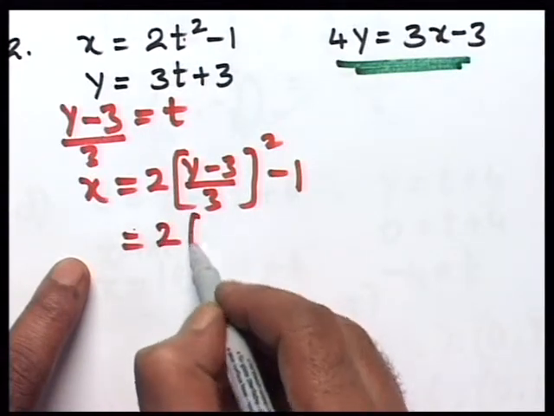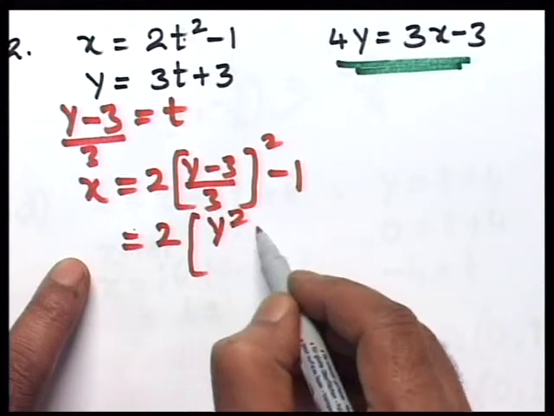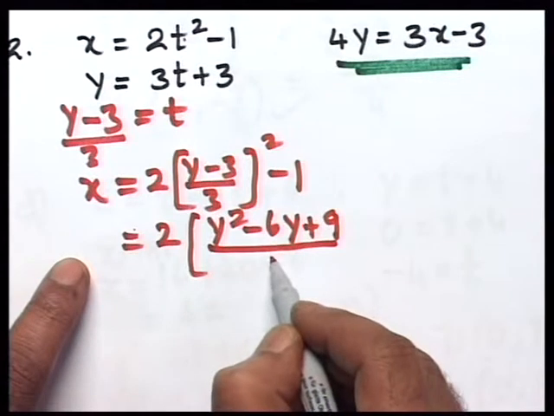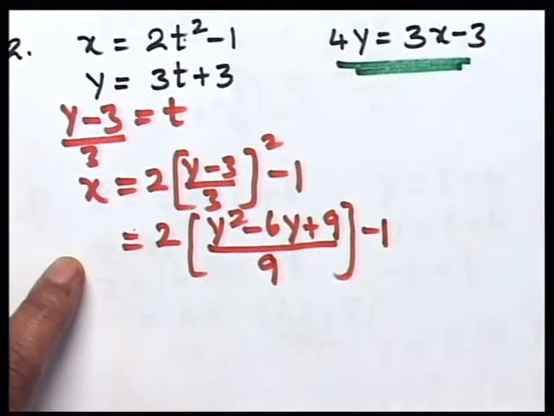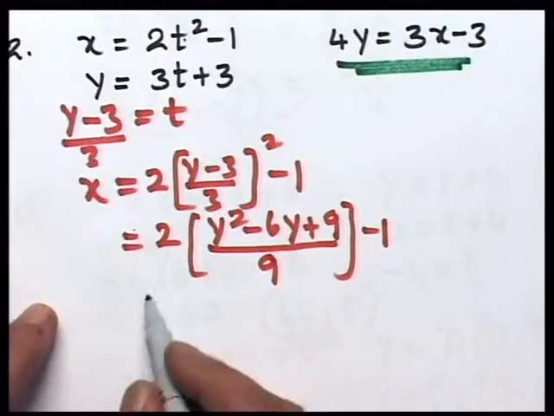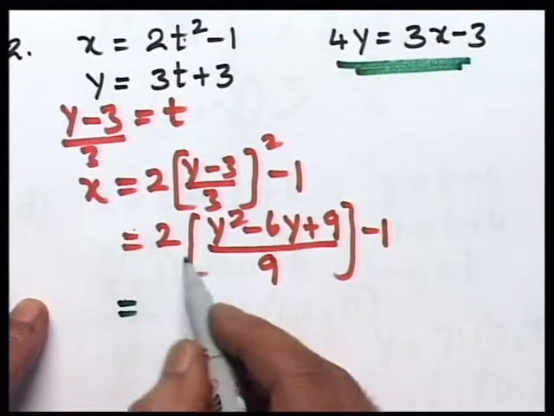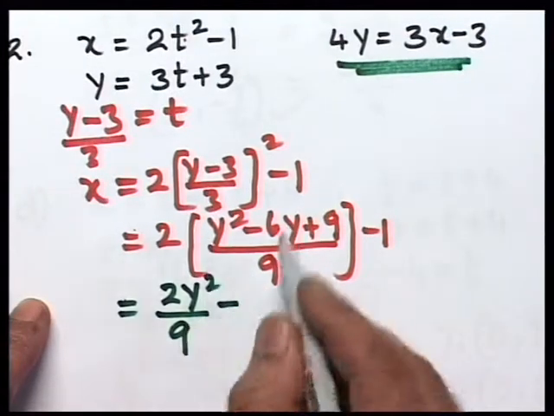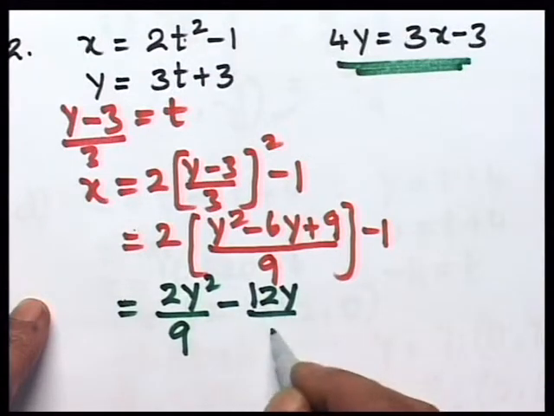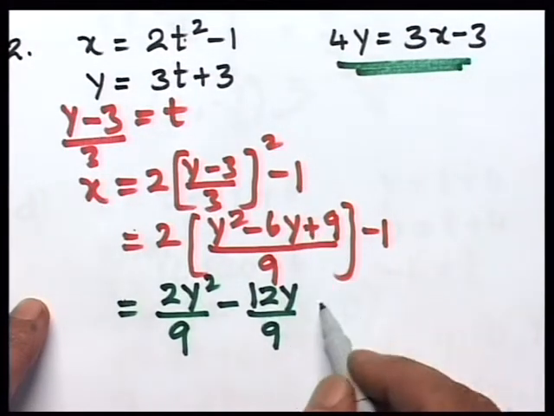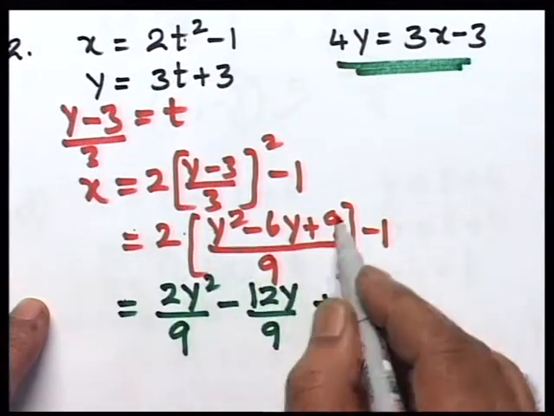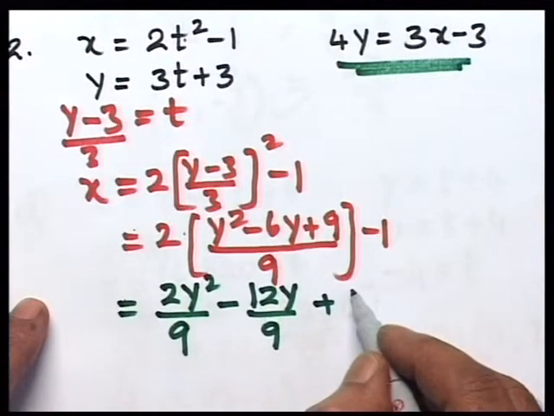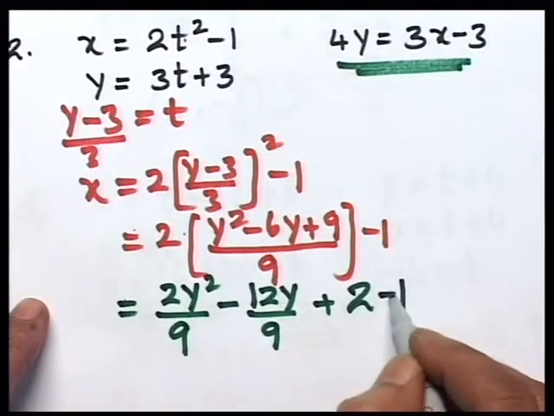2 stays there inside the bracket. That's going to be y squared minus 6y plus 9, divided by 3 squared, which is 9, and it says minus 1. Okay, once we got that, then we can open the brackets. So it's 2y squared divided by 9, minus 2 times 6, 12y divided by 9. Then we have plus 9 times 2, 18 divided by 9, which is actually a 2, right? So actually the 9 will go away. 2 and minus 1, so that becomes a 1 there.